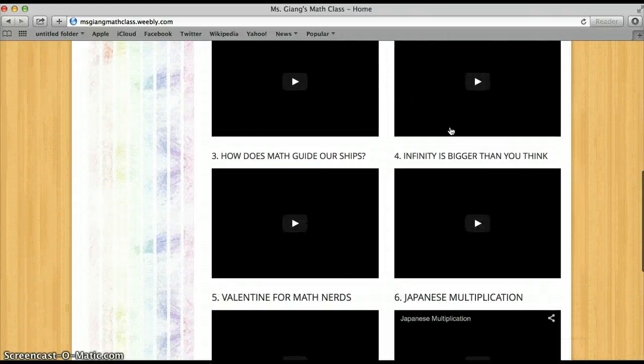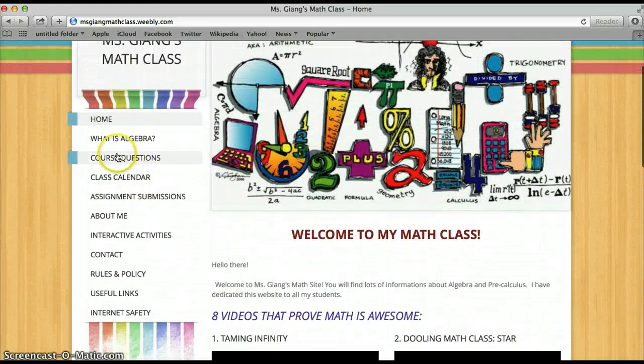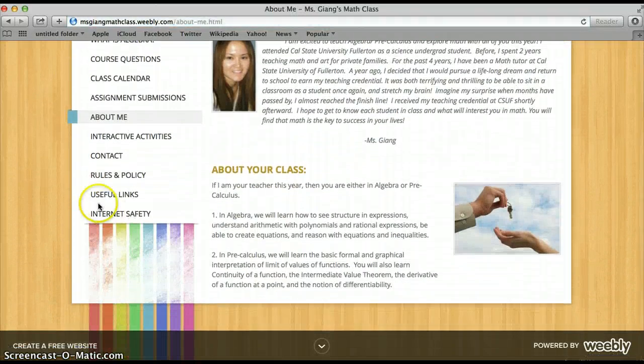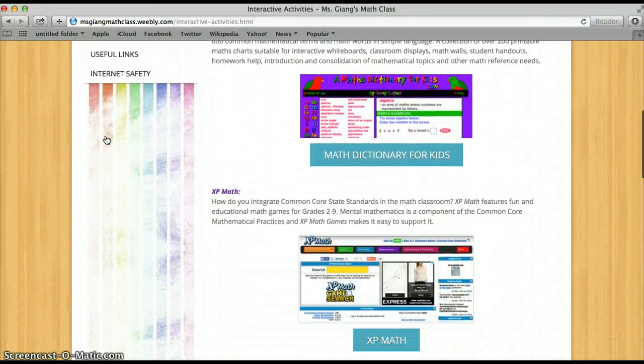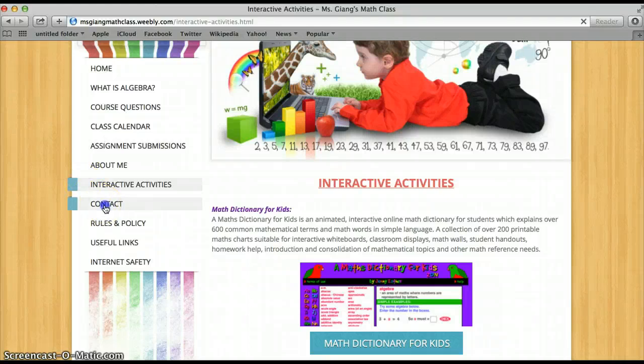This math class page will have more information for students to take a look at and to submit the assignments, the class calendar, course questions, and just to know more about me, or an interactive activity page, which is also great for students to really learn math, or to contact me.